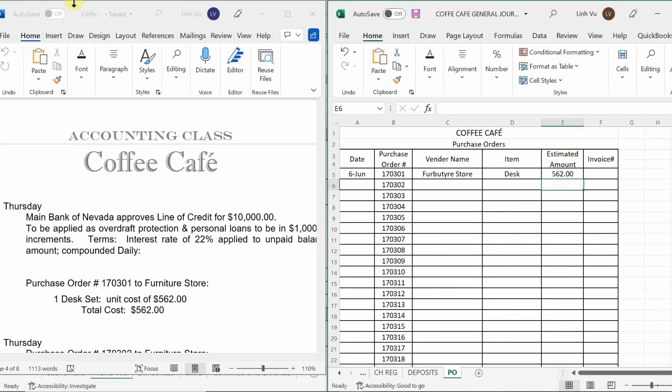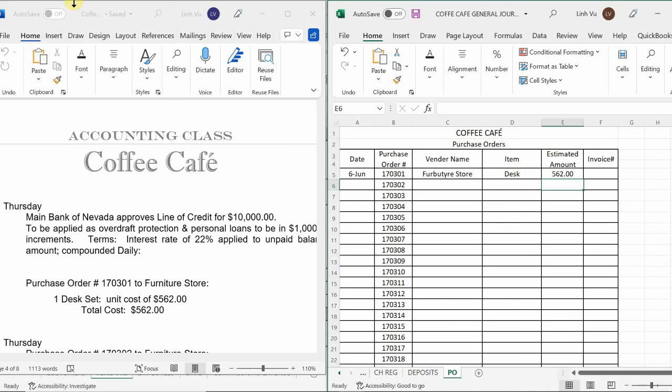$562. So this is also important, because what if you buy a desk and Bob decides to buy a desk, and then you get a desk shipped in? How do you know this is the correct desk that you ordered? You would have to match the price to the bill.